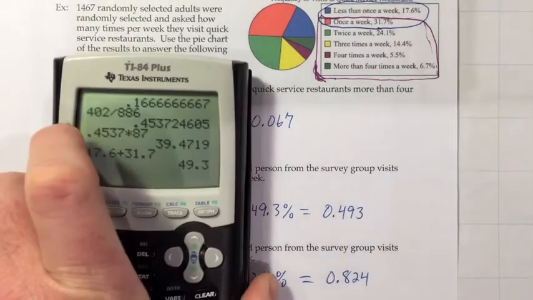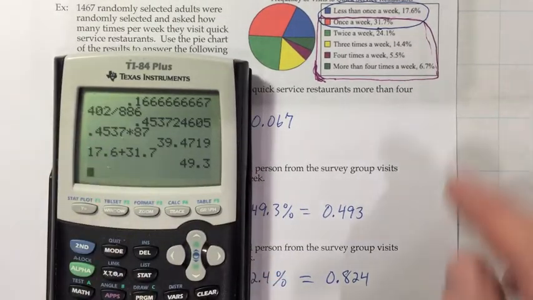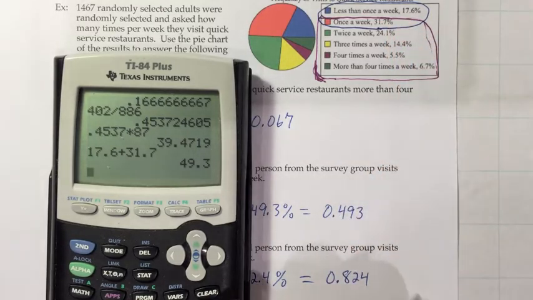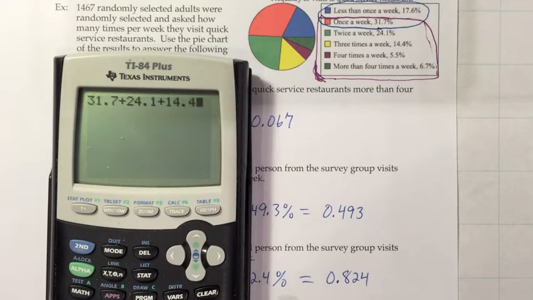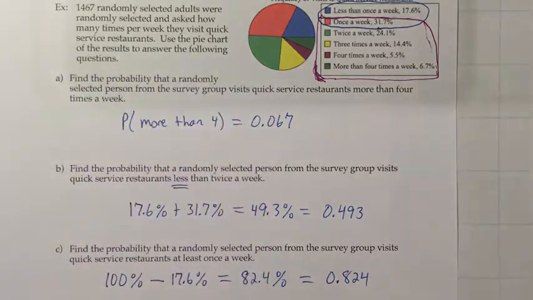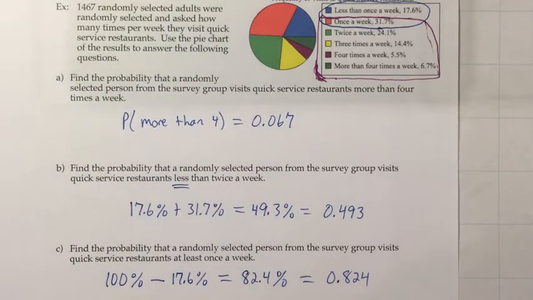I'm just going to drag the calculator in here real quick and double check that by adding the other 4. I don't think we need to do that, but we can just as a double check. So 31.7 plus 24.1 plus 14.4 plus 5.5 plus 6.7 is 82.4. But again, faster to get there through subtraction. They both work, but try and go the fastest, most efficient way if possible. All right.